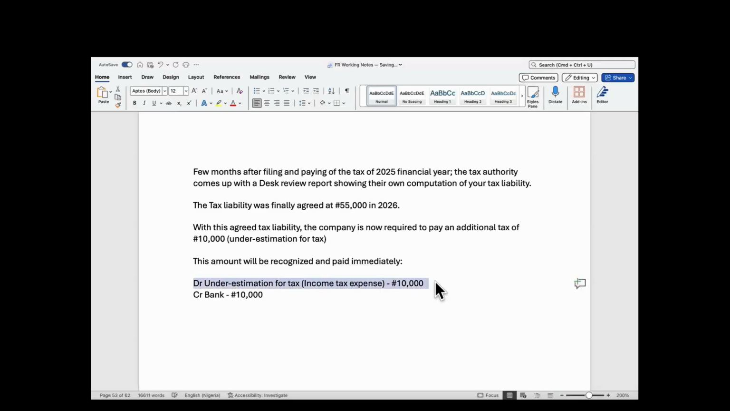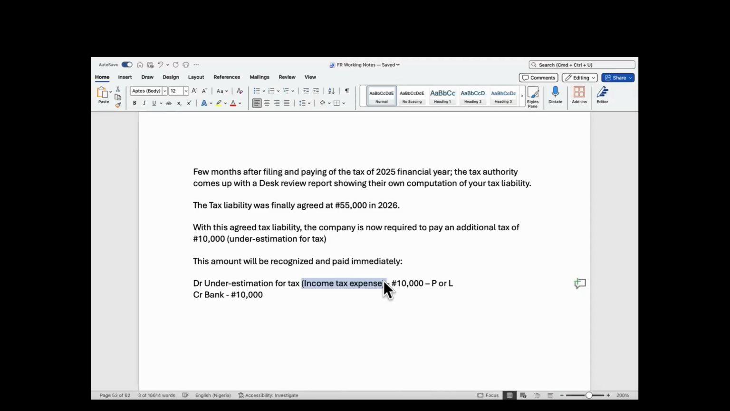Now, there is no doubt that this 10,000, when you're preparing your 2026 account, will be shown in your P&L as part of your income tax expense. That means when you determine the tax of 2026, you add this as part of it. You describe it as underestimation for tax, so that anybody looking at it will know that this one is not a tax of 2026. This is a tax relating to 2025 as a result of underestimation. It's a common thing in tax. This is how we clean our books every year for taxes. It's allowed, right? So when you see that tax line in your P&L, it usually includes a lot.